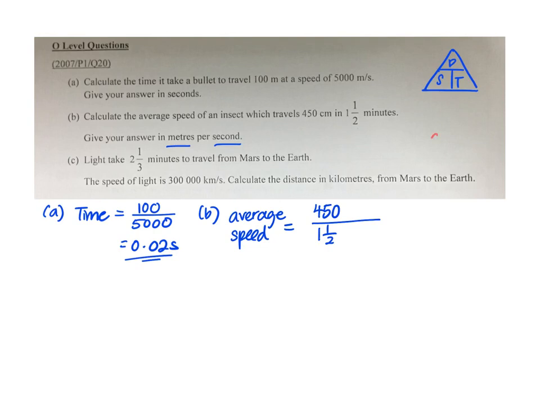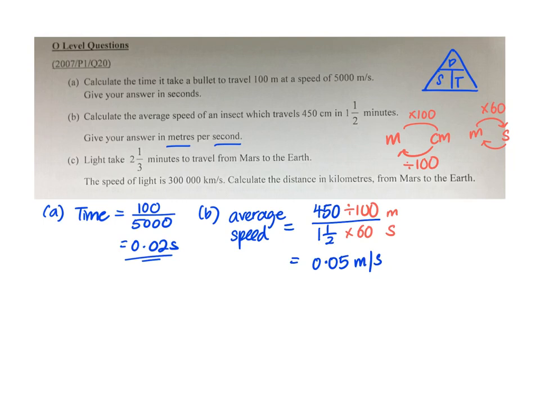So for cm to change to meters, 1 meter is 100 cm. Therefore, from cm to meter, I will divide by 100. So I'm going to divide by 100 to change these units to meters. And to change from minutes to seconds, 1 minute has 60 seconds. So I'm going to multiply by 60 to change this to seconds. And the answer will be 0.05 meters per second. Now this is method 1.